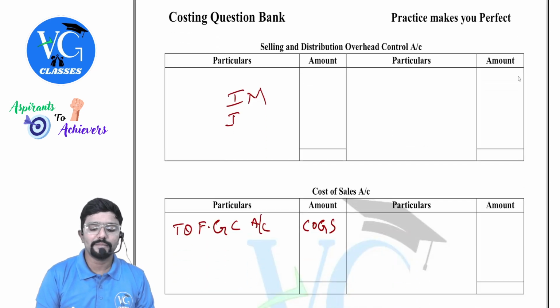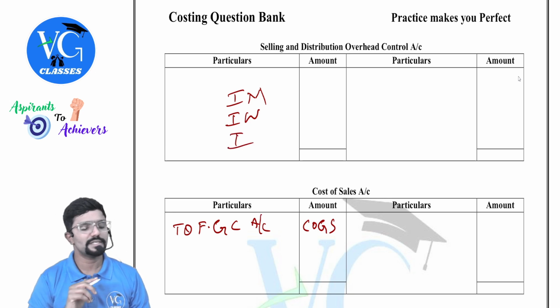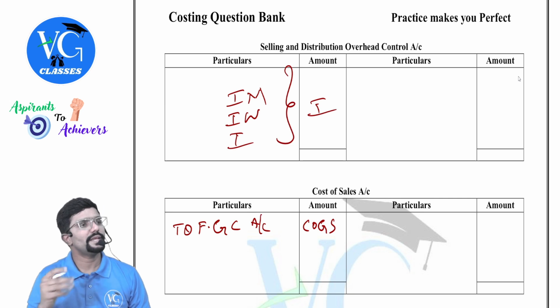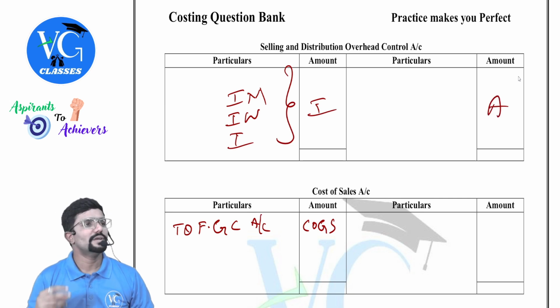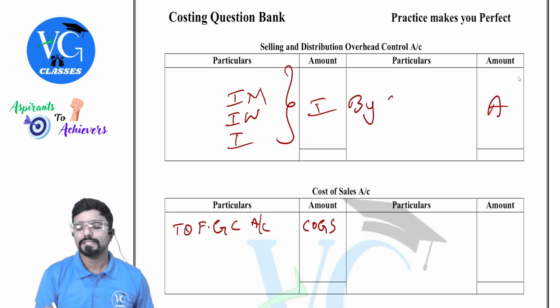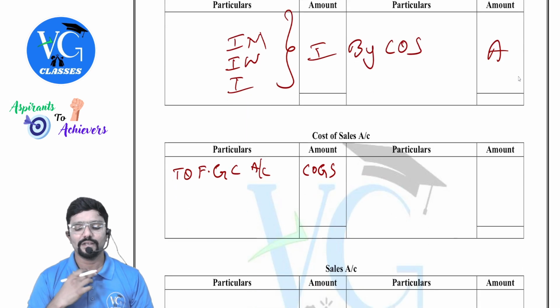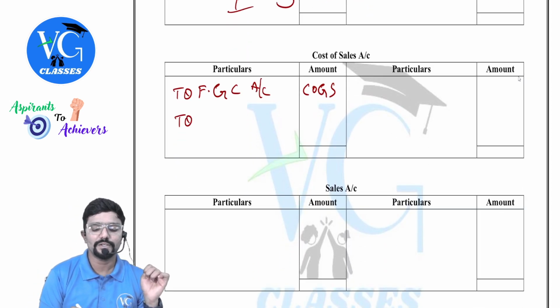Here, if there is any indirect material or indirect wages, you will receive it. Plus, selling and distribution already incurred. Yes, sir. So, debit side total, what is it? Incurred. Now, credit side, you have to observe. Observe for which account? Cost of sales account. So, by COS, you will observe and send it to cost of sales account.